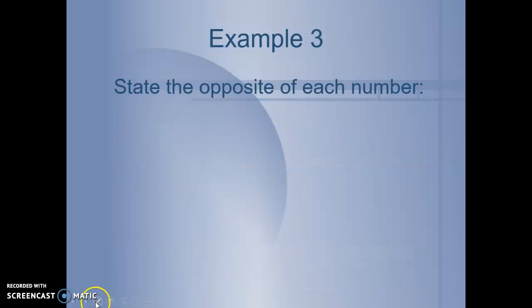Let's take a look at some examples. State the opposite of each number. Good job. 12 and -12. The opposite of -37 is 37, and the opposite of -4.7 is +4.7.